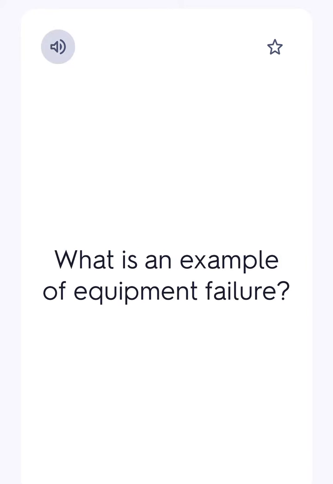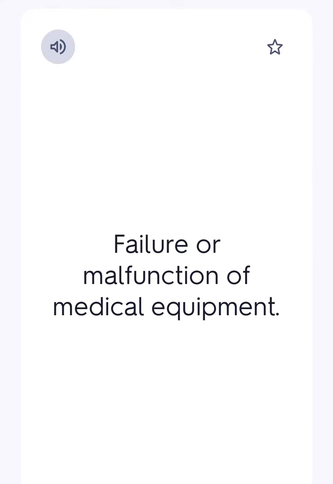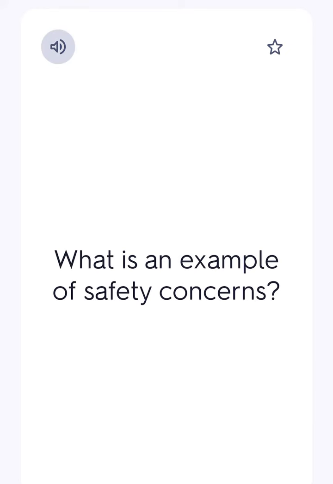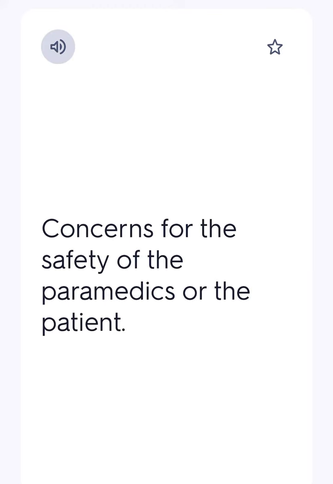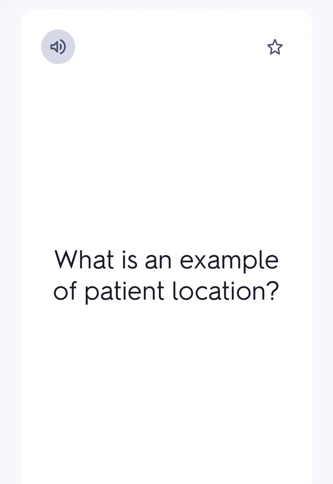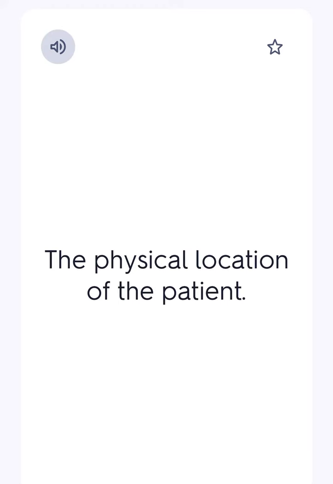What is an example of equipment failure? Failure or malfunction of medical equipment. What is an example of safety concerns? Concerns for the safety of the paramedics or the patient. What is an example of patient location? The physical location of the patient.